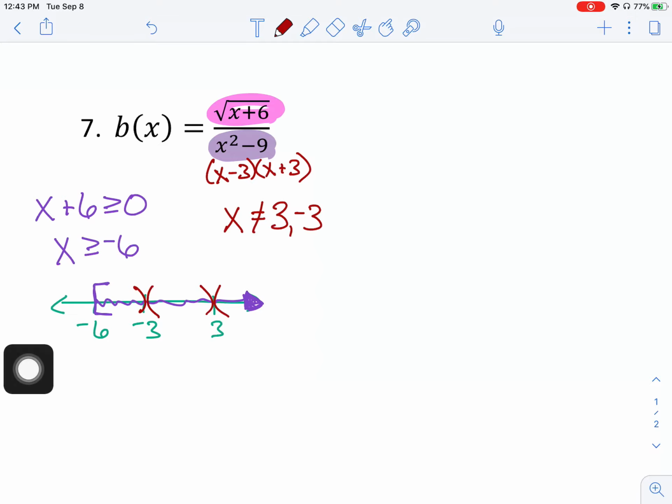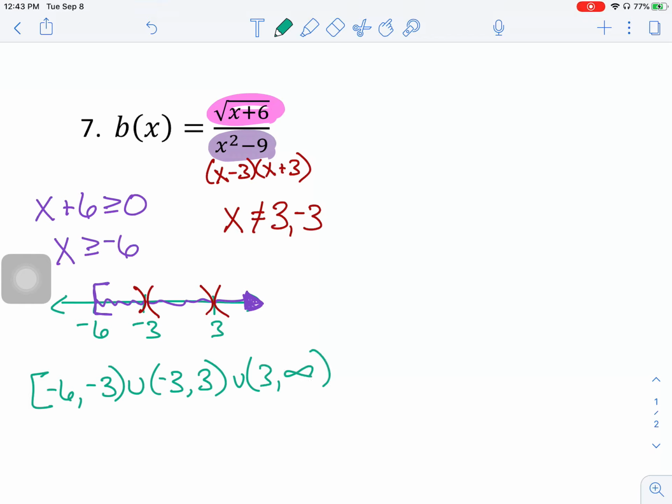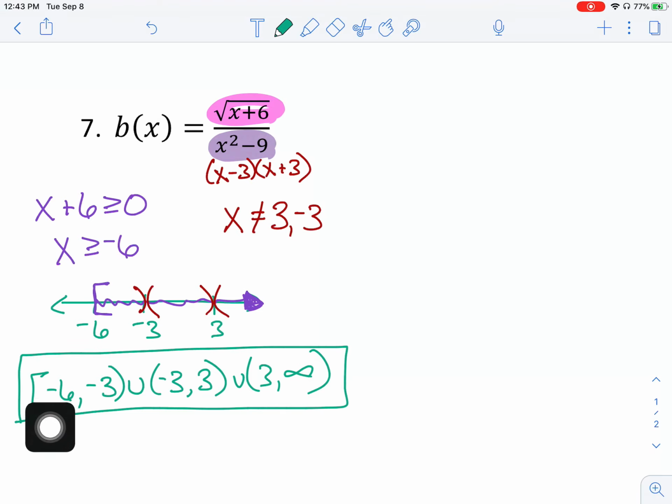So each one of these is going to be its own little interval, and so you want to make sure that you have them all. Our shading starts at -6. We're going to go to -3, throw that out. From -3 to 3, throw that out, and then 3 to infinity. Be careful where you use the parentheses. Be careful where you use your brackets. In this case, we want to use the bracket here with -6 because it was equal to. And then with these two, with the -3 and the +3, you have to use parentheses to show that it cannot actually equal that value.